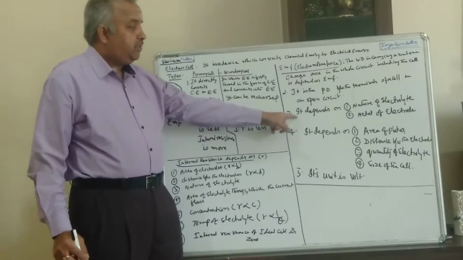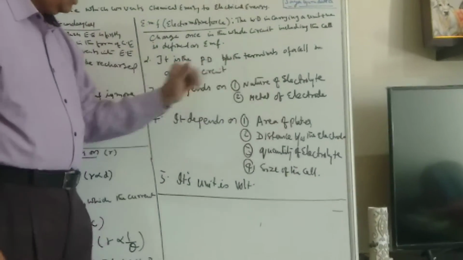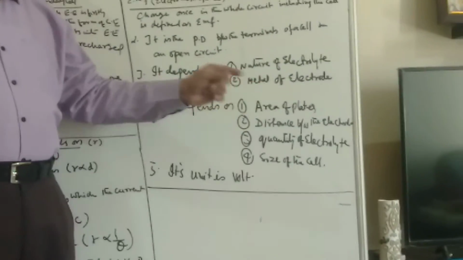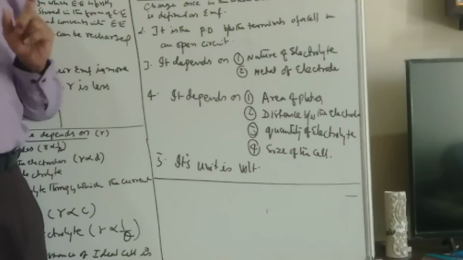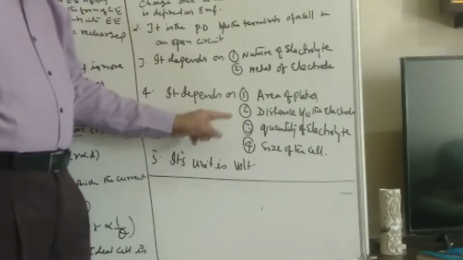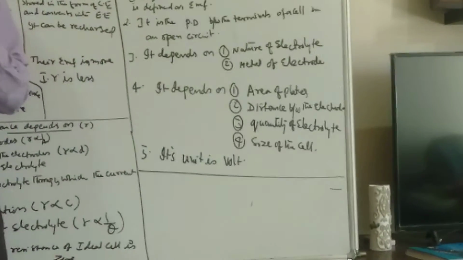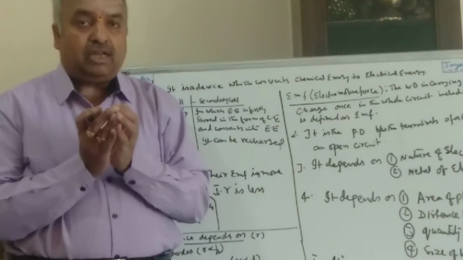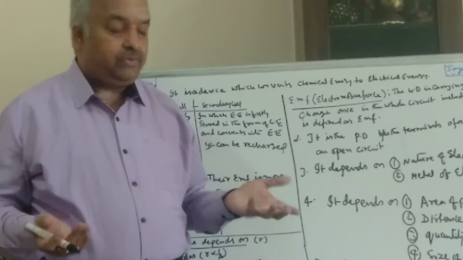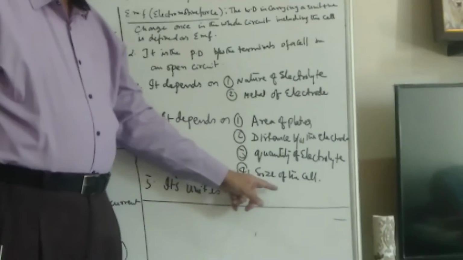So the EMF depends on the nature of the electrolyte as well as the metal of the electrode, and also on the area of the plates, that is the area of the plate of cathode or anode. Number two, the distance between the electrodes. Number three, the quantity of electrolyte. How much electrolyte are we going to take, a little amount or a large amount? With a large amount only, you are going to get more EMF. This we generally use in the secondary cells. And the size of the cell.